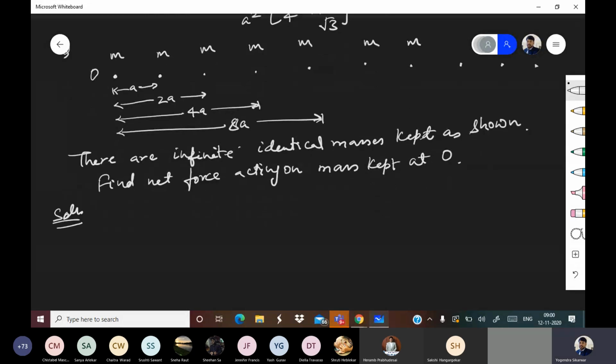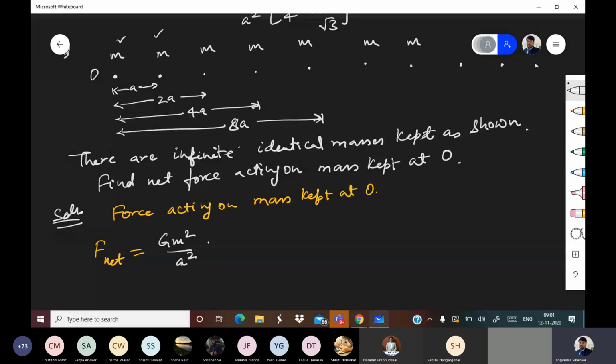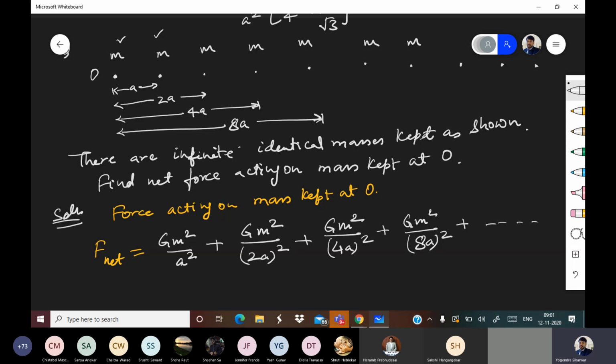So, force acting on mass kept at O. F net will be GM squared upon A squared, we are talking about these two, plus GM squared upon 2A whole squared, plus GM squared upon 4A whole squared, plus GM squared upon 8A whole squared, and so on. It will continue till infinity.